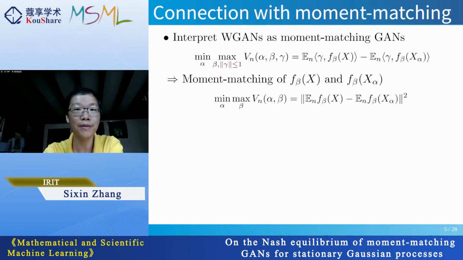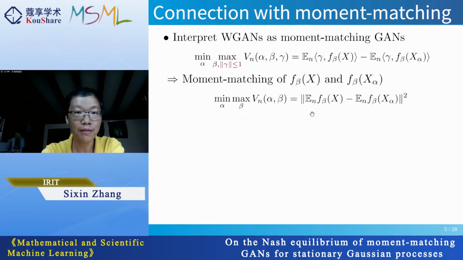What's interesting for this talk is that we can think of this problem from a moment matching perspective by marginalizing this gamma variable, by considering that solving this max over gamma constrained by norm 1, and reducing this problem to two variables. Alpha is the generator parameter, beta is the discriminator parameter, so the features we want to learn, and to think about this as a moment matching problem.